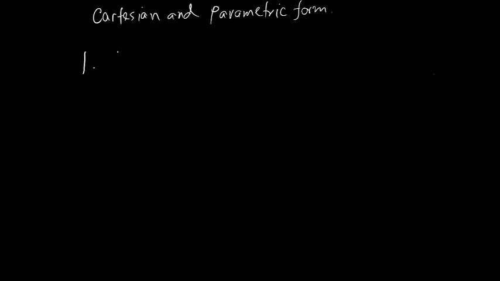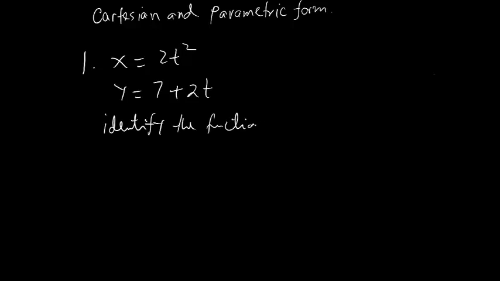First example, x equals 2t squared, y equals 7 plus 2t. Now we say identify the graph. Since we are familiar with algebraic functions or Cartesian form, we'll try to transfer this onto Cartesian form. So from this you can see we need to eliminate t basically.